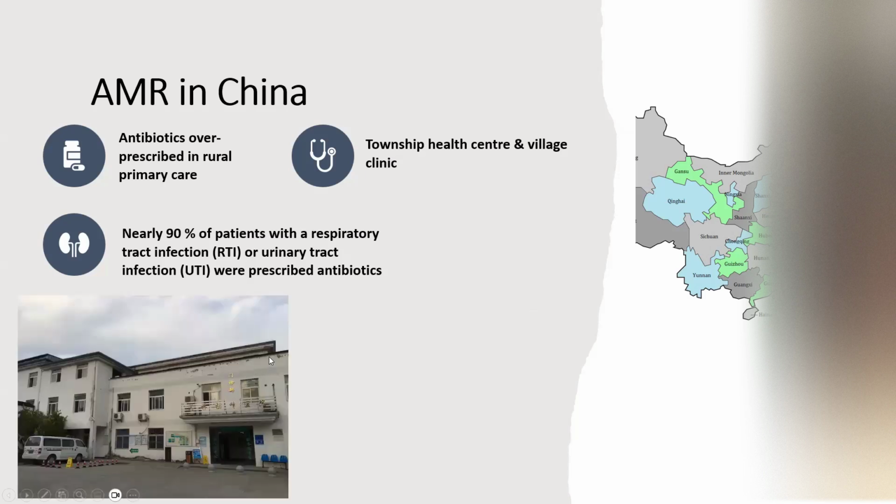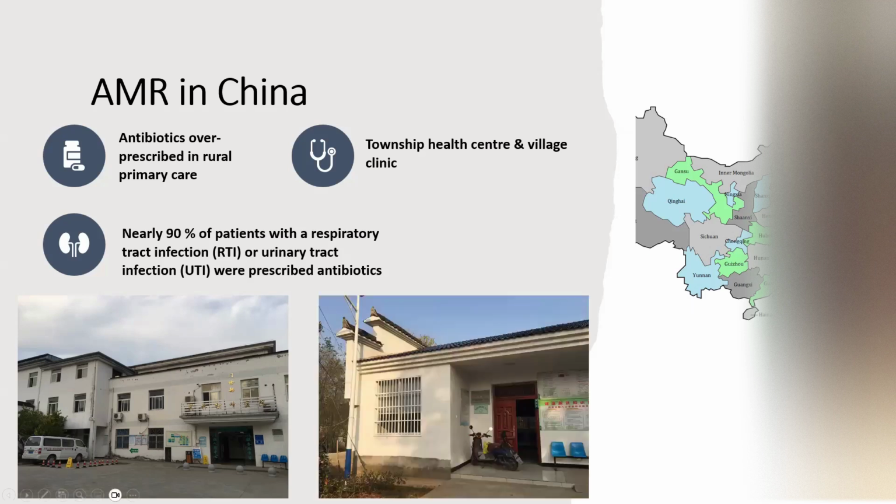This is a picture of a township health center I took on a field visit. It is a bit larger in scale than the village clinics, and it has both an inpatient ward and an outpatient clinic. Staff working there usually have formal medical training. But this is a typical village clinic. You can see it is smaller, and it usually has just one or two rooms as a clinic room, and it only offers outpatient care for patients.